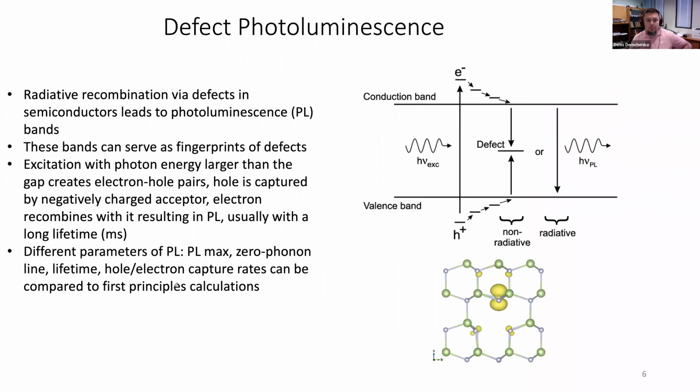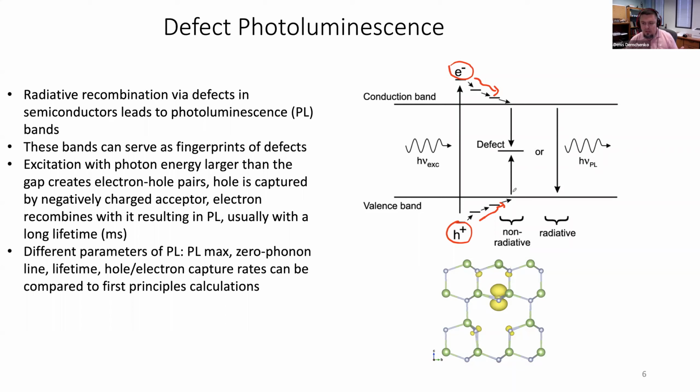Now, how does this defect photoluminescence work? There's a couple of different ways to look at it. If we excite an electron and hole across the band gap with a laser, usually with energy larger than the band gap, then electrons and holes thermalize by releasing energy to the lattice. And then there are two possibilities. The defect can act as either a radiative or non-radiative recombination center.